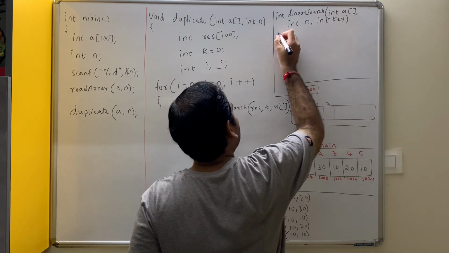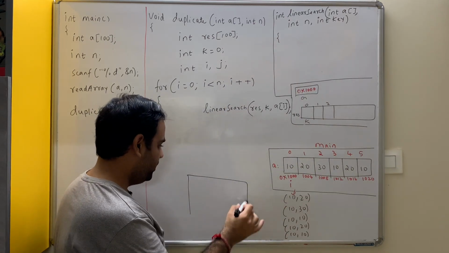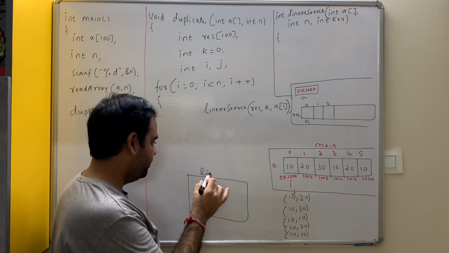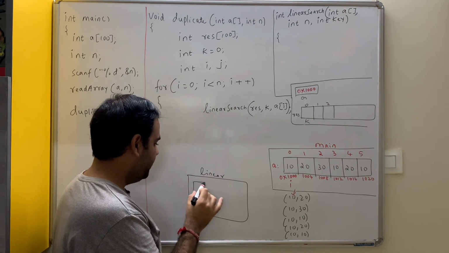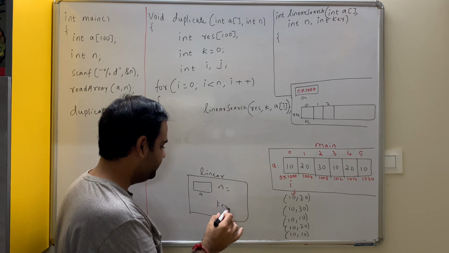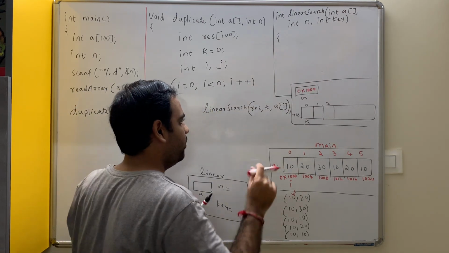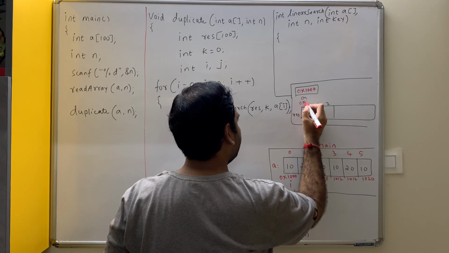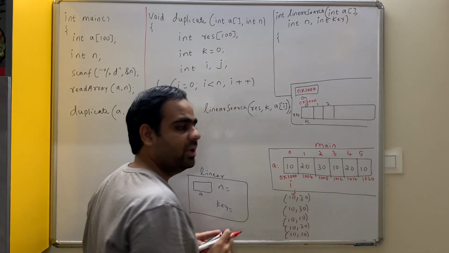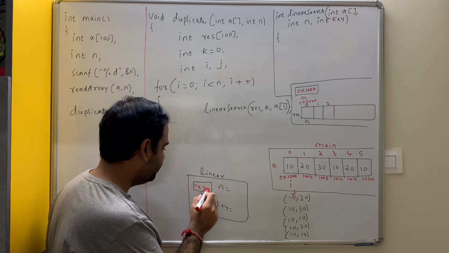Now whenever you call the function, the scope of the function gets activated. Now this is the linear search function. Please observe here, there are three parameters, a, n and key. Now what will happen? Result will be copied to a. Let the base address of result be say 3000. 3000 will be copied to a.